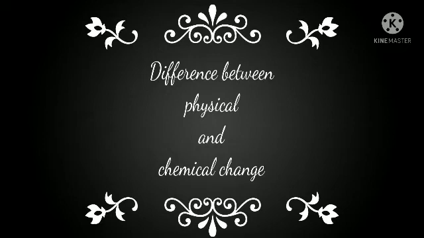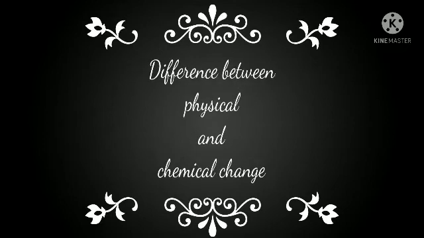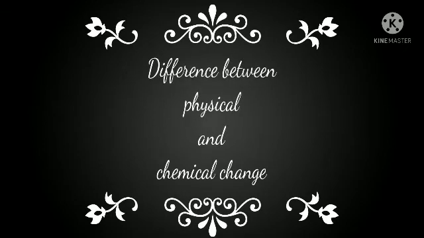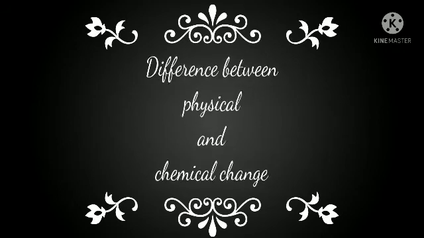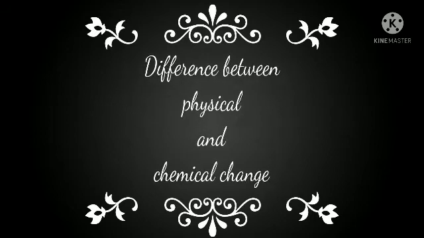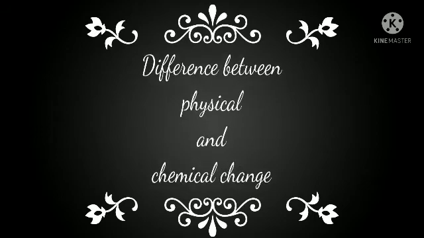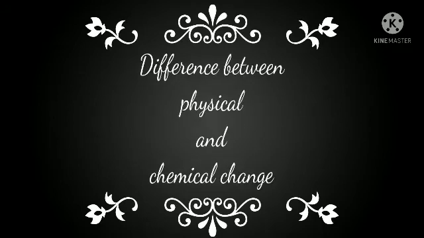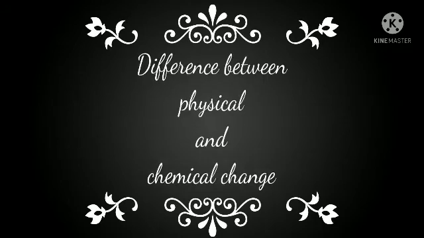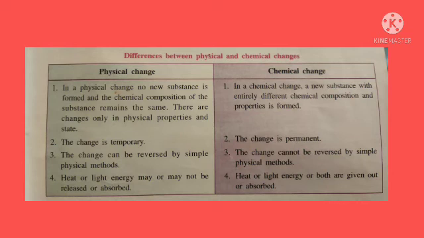Now students, with the help of the definition of physical change and chemical change, and the characteristics of the physical change and chemical change, we are able to differentiate between these both. Our next point is the differences between physical and chemical changes. The first point in physical change is that no new substance is formed and the chemical composition of the substance remains the same. There are changes only in physical properties and state.